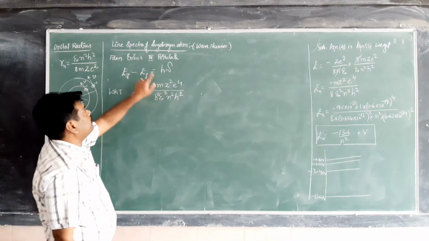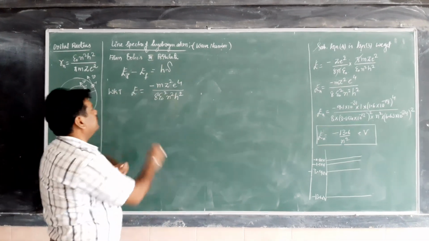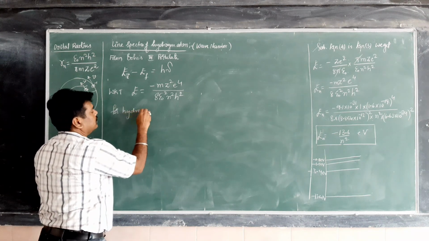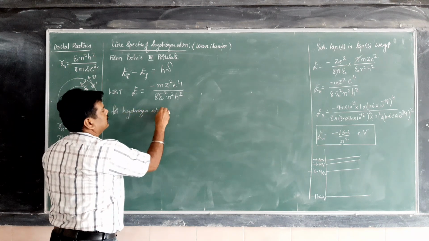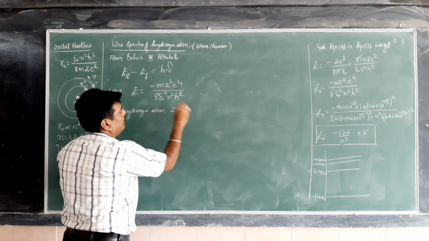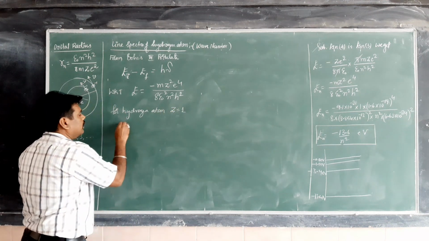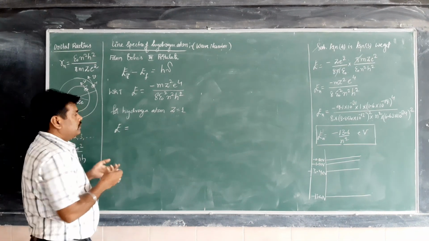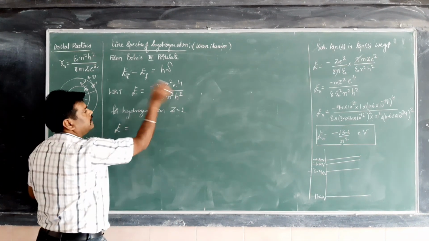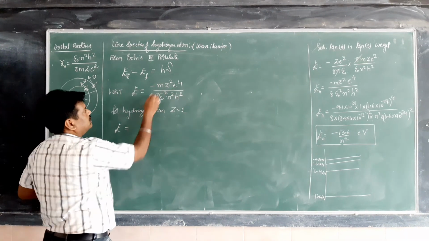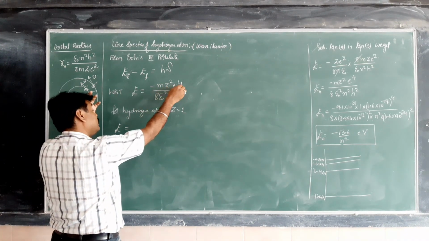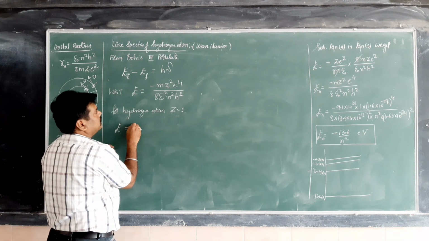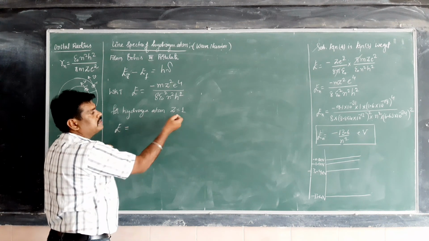Suppose I consider the hydrogen atom, what is the value of Z? For the hydrogen atom, the value of Z is equal to 1. Then the energy of the nth orbit, since hydrogen has only one electron, so for E1 we will consider n is also 1. So I will consider minus m Z square e to the power of 4. Generally I will consider here minus, for the hydrogen atom Z is 1.